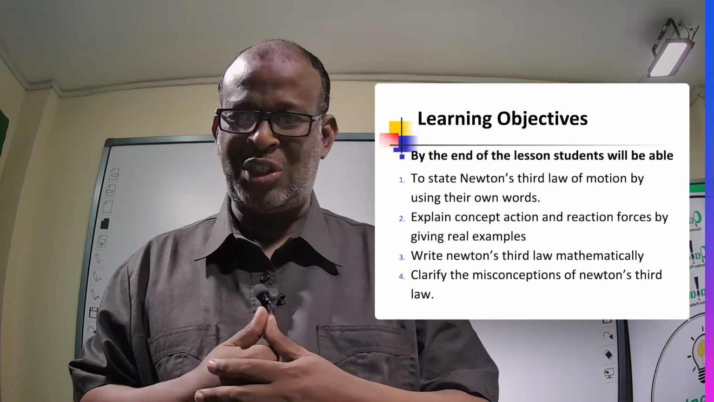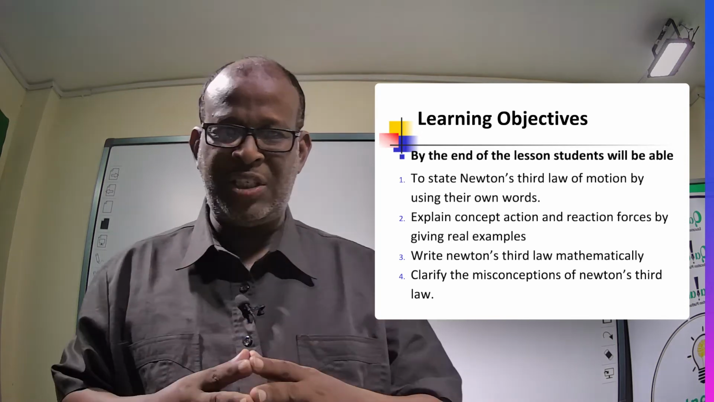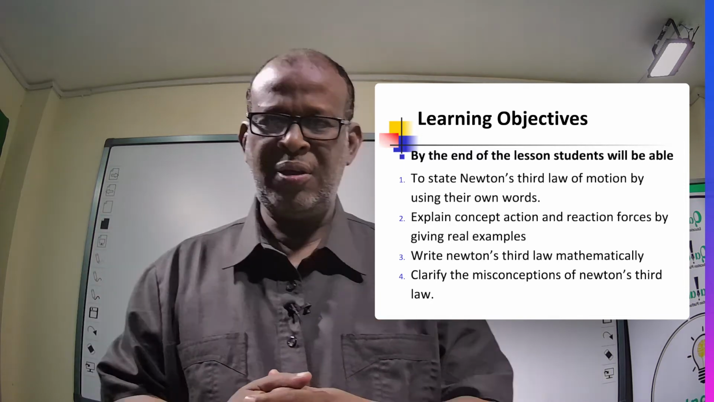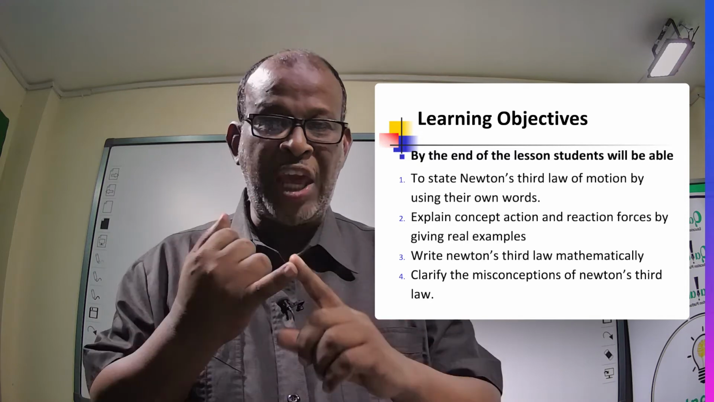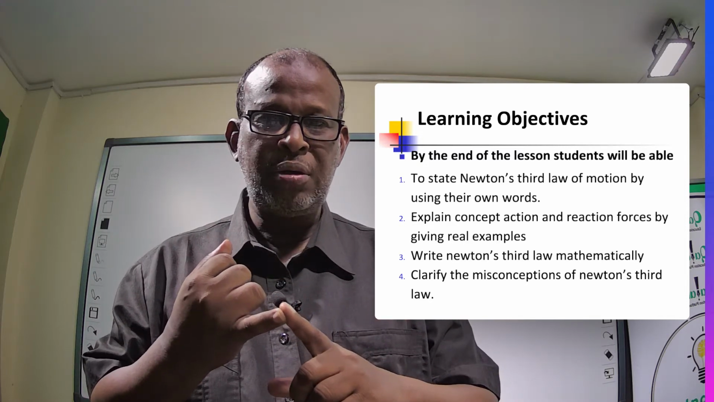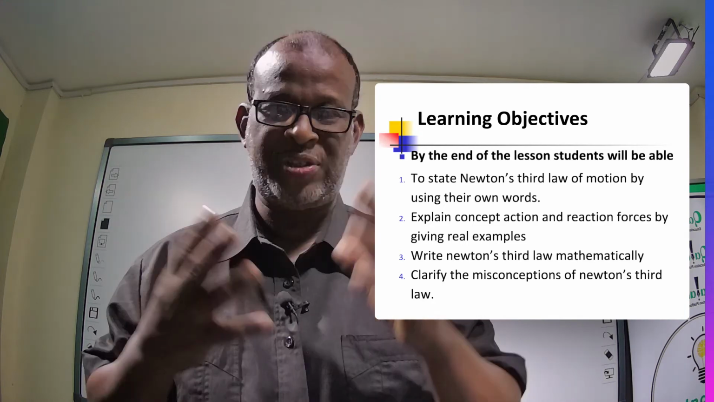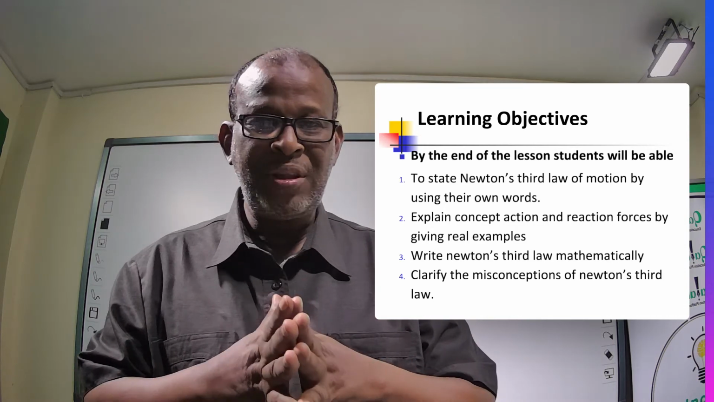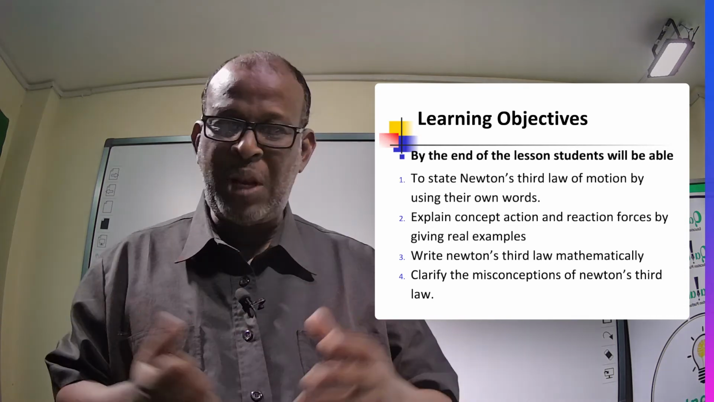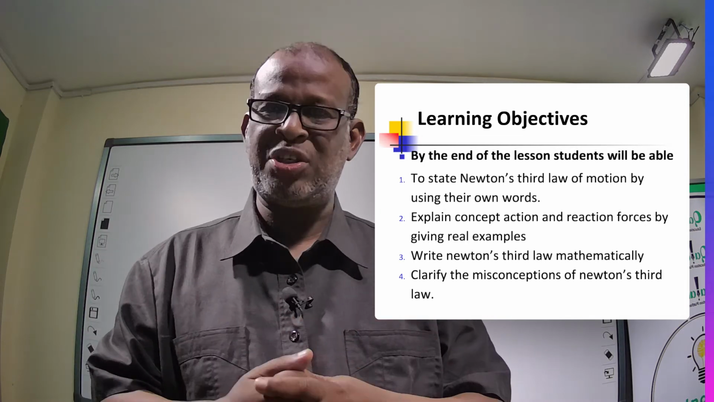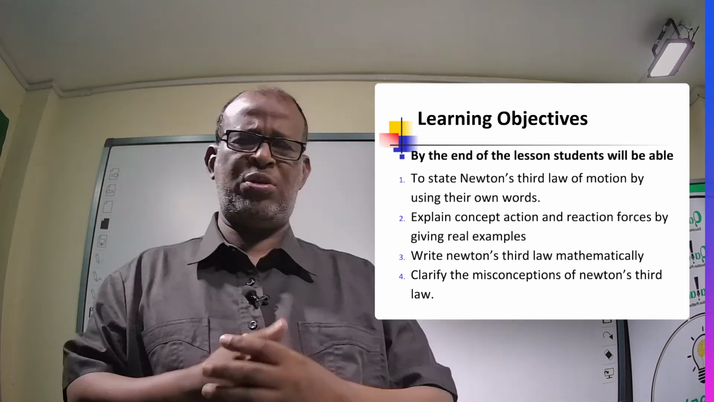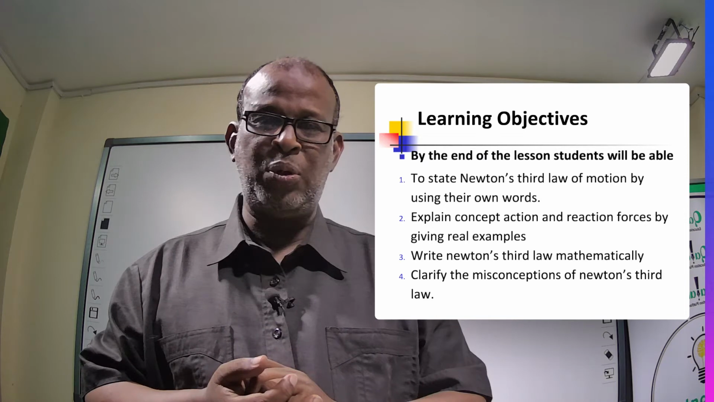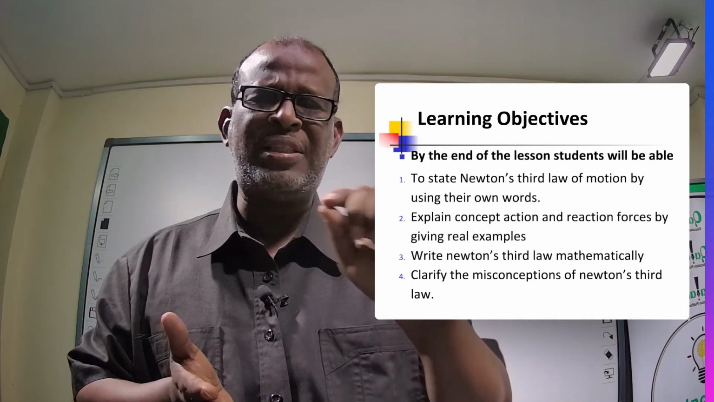What are the learning objectives of our lesson? By the end of the lesson, every student should be able to the following. First, state Newton's third law of motion using your own words, not by memorizing the law only. Second, explain the concepts of action and reaction forces by giving some real examples. Third, write the third law of motion in mathematical form.